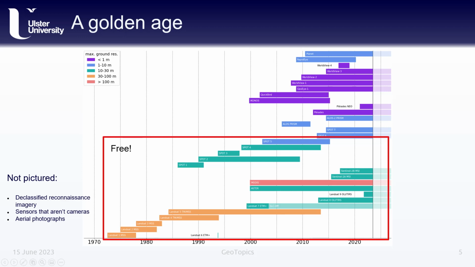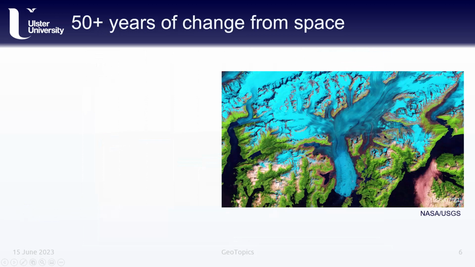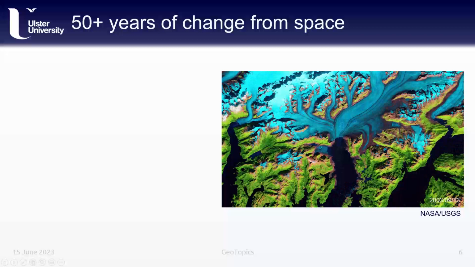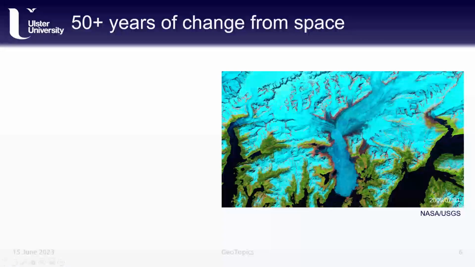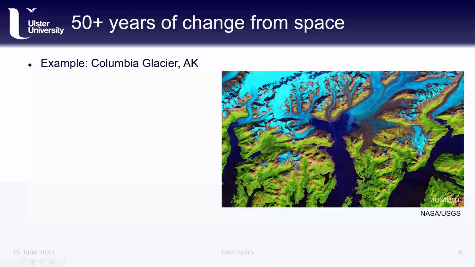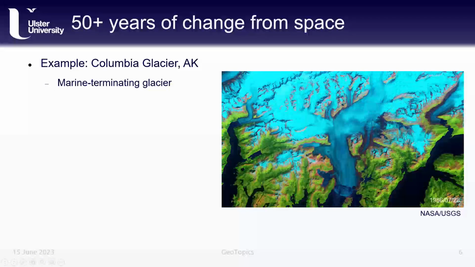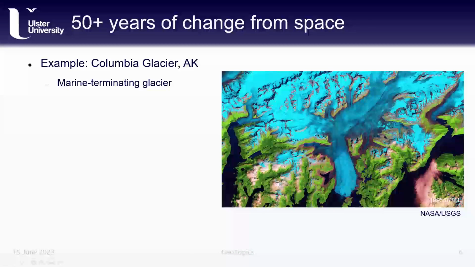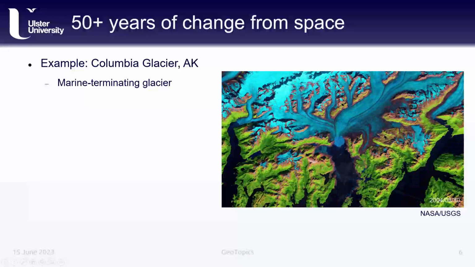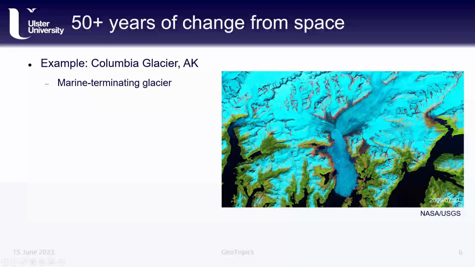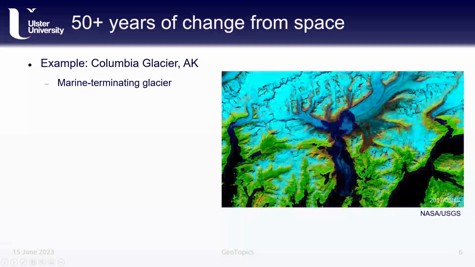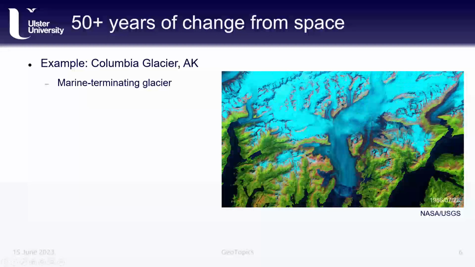But what we can then start to look at is how things have changed over that time period. So this is a time lapse of the Columbia Glacier in Alaska. This is a marine terminating glacier, which means that the end of the glacier as it flows down out of the mountains is in tidewater, or is in ocean water. And you can see, starting from the very earliest image up until almost today, this glacier has retreated quite a lot.